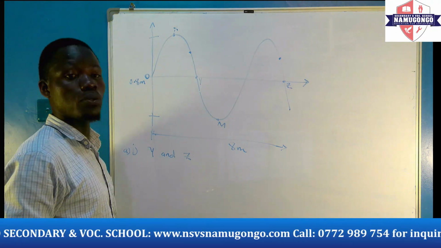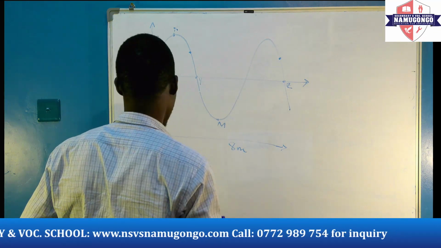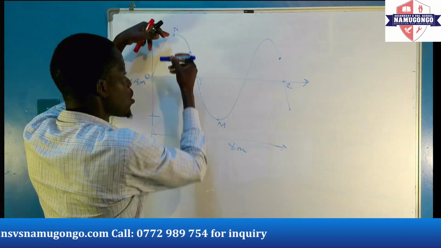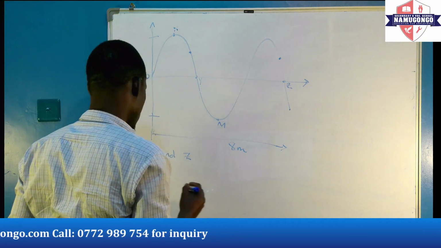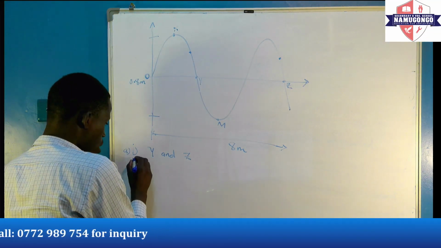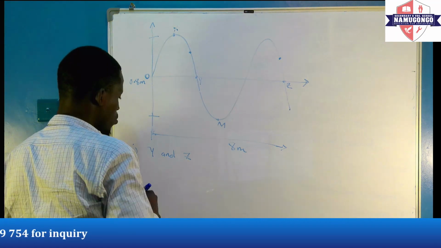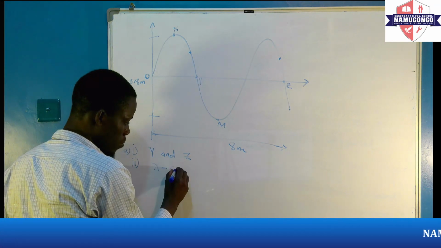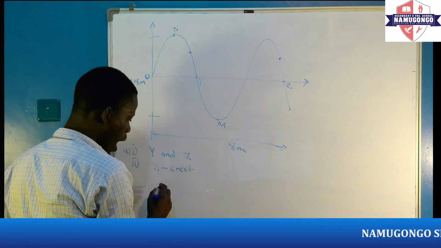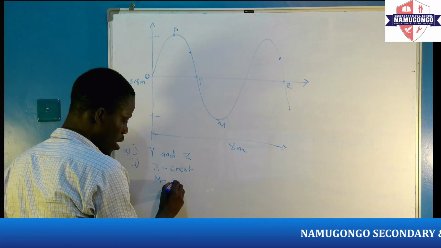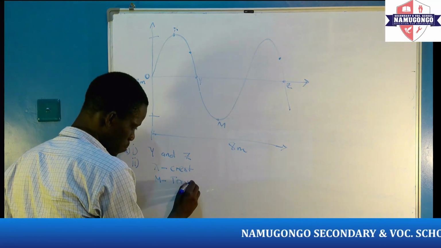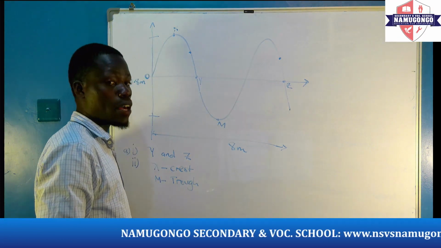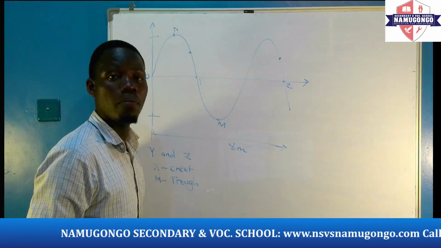Roman number 2, name the points labeled M and X. In a transverse wave, we saw that X is the crest and M is the trough. X is the crest and M is the trough.